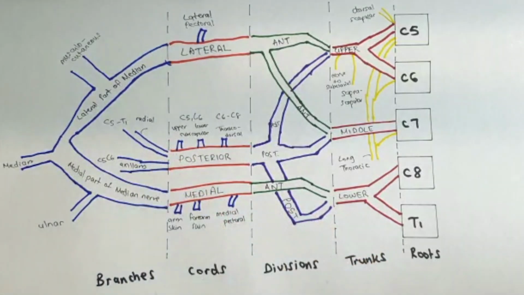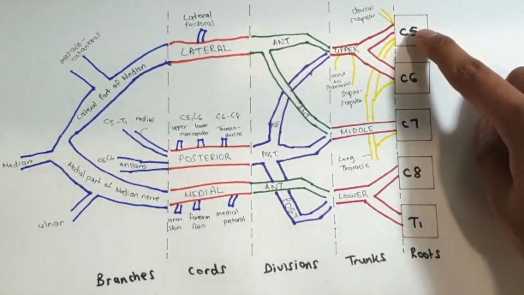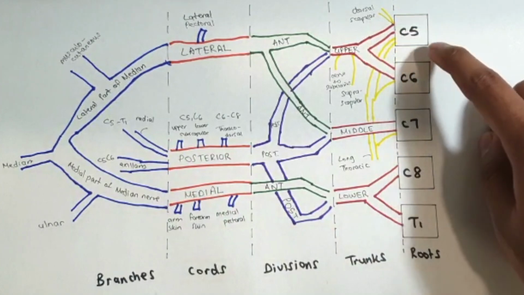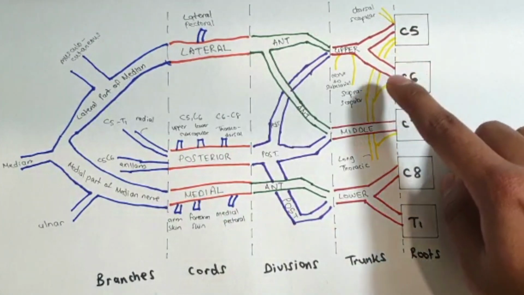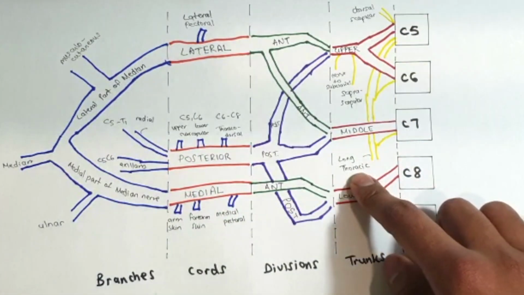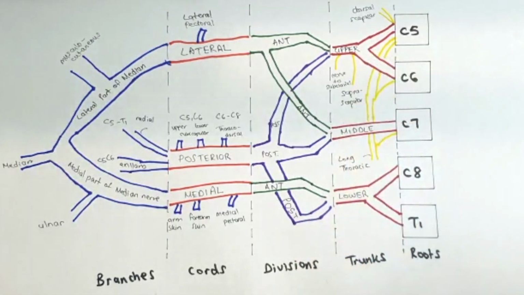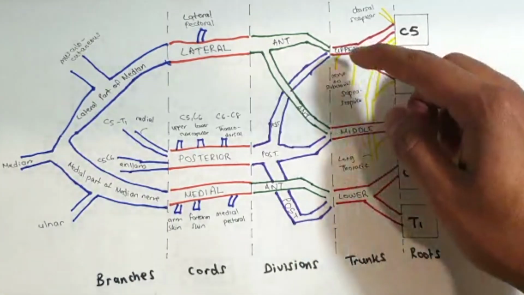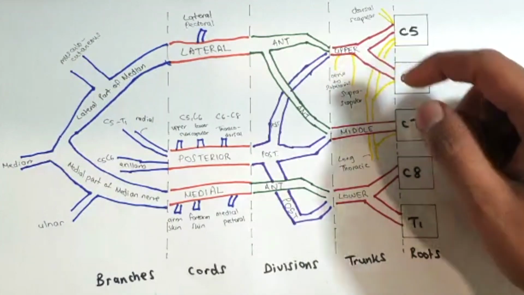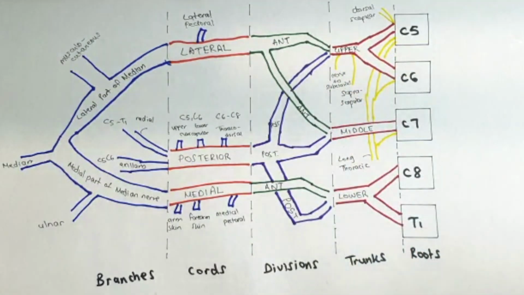Our roots, we have C5 giving rise to the dorsal scapular nerve, and C5, C6, C7 giving rise to the long thoracic nerve. And the upper trunk being the only trunk from which we can find branches, we have the nerve to subclavius as well as the suprascapular nerve. And that concludes our science tutorial on the brachial plexus.